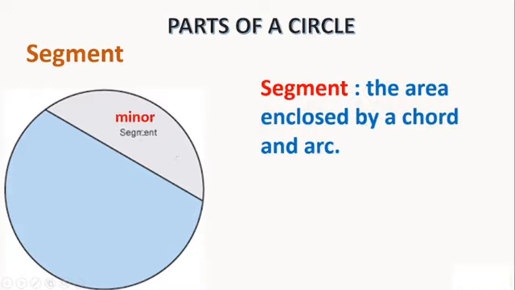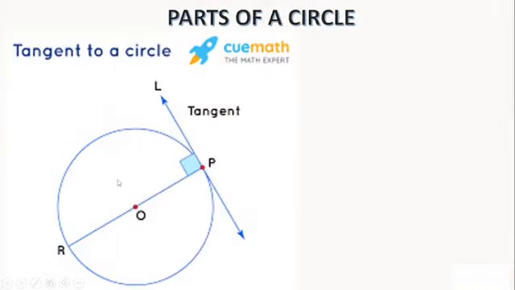So here we have the minor segment, and this side here are going to have the major segment. So I hope you are understanding these parts of the what? Of the circle. So we now move on. Let us look at a tangent to a circle.